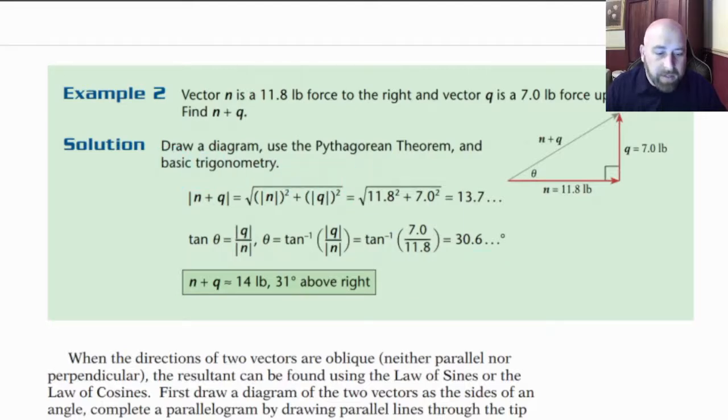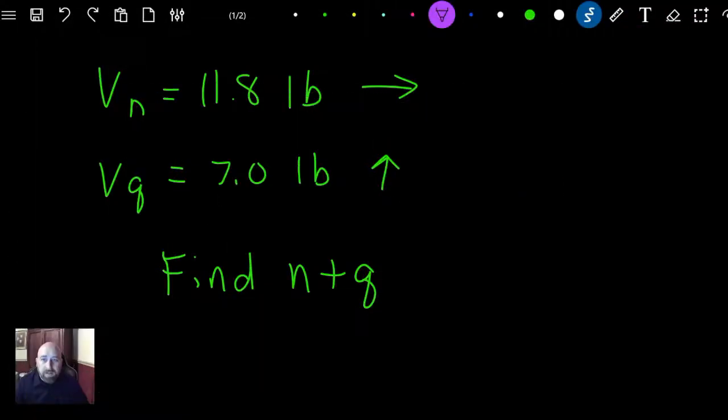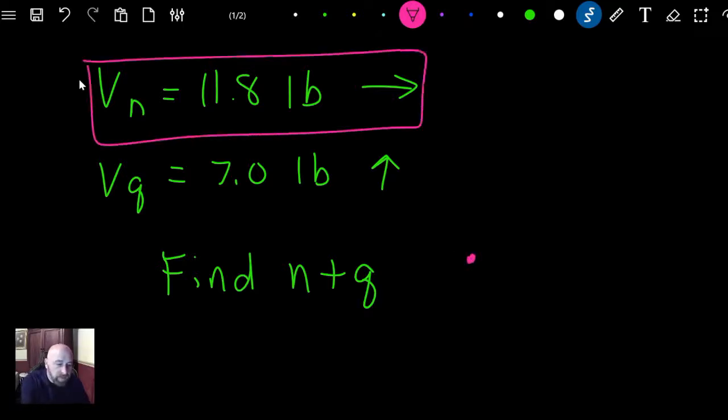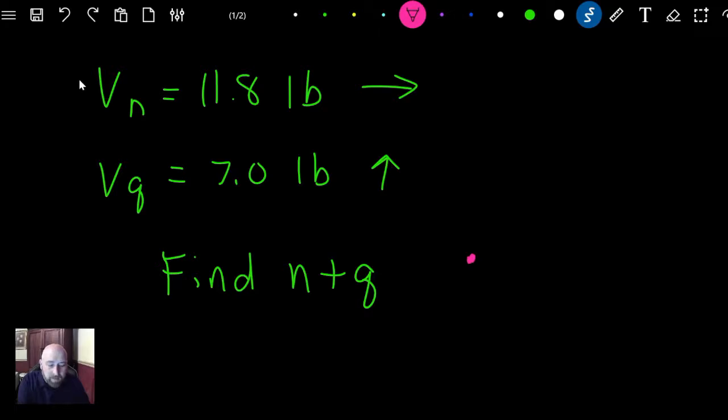Let's go ahead and jump down over here to my screen, and I will just kind of show you this as we go. So the basic information is here. We're going to put a little dot right here, and this will be like our starting point. So we're starting right here, and then let's do the first vector. We'll take vector n. That is going to be 11.8 going this way.